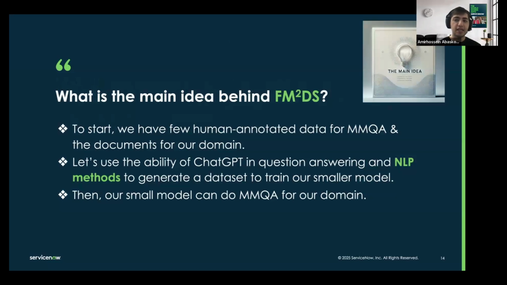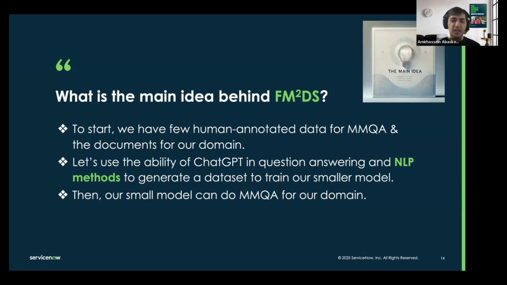So what is the main idea behind FM2DS? The main idea is to start with a few human annotated data for MMQA and the documents for our domain. And we use the ability of ChatGPT in question answering and also NLP methods to generate a dataset to train our smaller model.